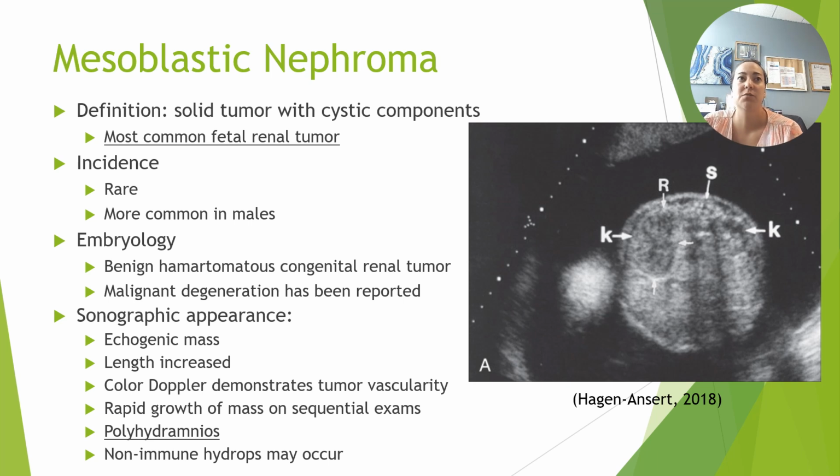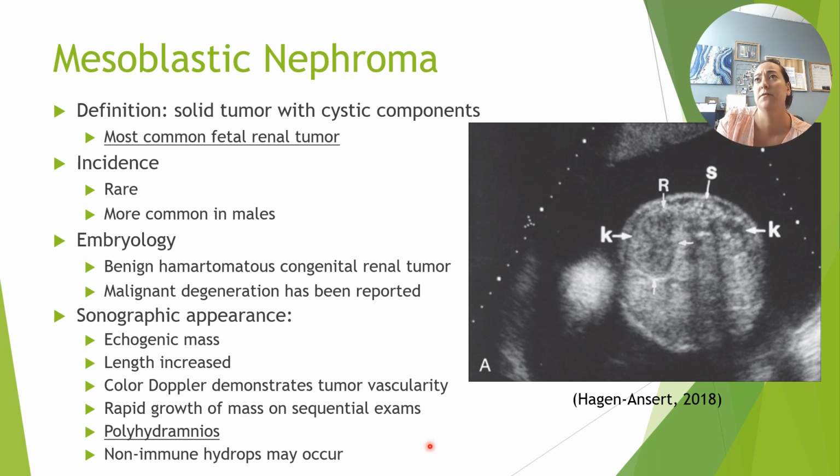But on ultrasound, what we see is an echogenic mass. That kidney can look large because of the mass. It'll have increased vascularity. It will actually grow pretty rapidly over time, and this one can cause poly. So you've been hearing oligo, oligo, oligo all throughout this lecture, but this one is associated with poly, so this one is unique. And then because of what it does, it can cause hydrops as well in the baby.